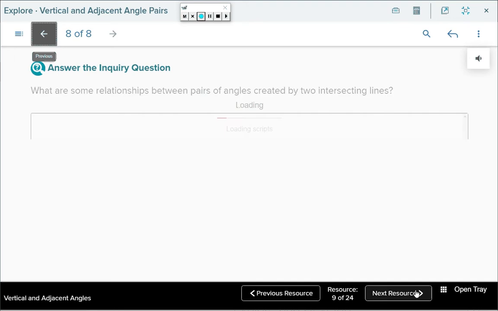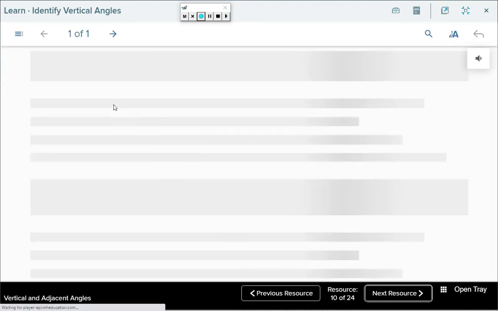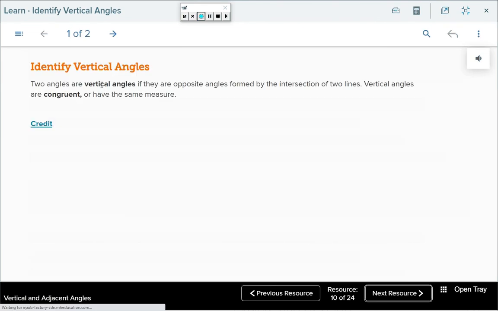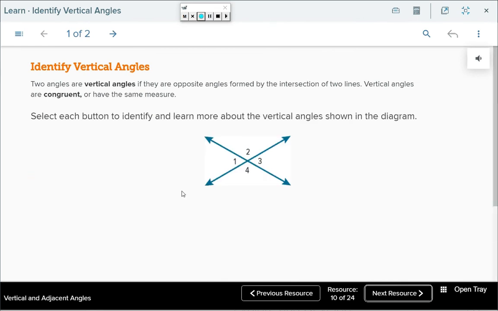So the next thing, when we learn to identify vertical angles: two angles are vertical angles if they're formed on opposite sides. Vertical angles are congruent, meaning they have the same value or the same measure. So angle 1, if I had a value, what is it going to be the same as? Look up here. And angle 2 is going to be the same as what? Angle 4.